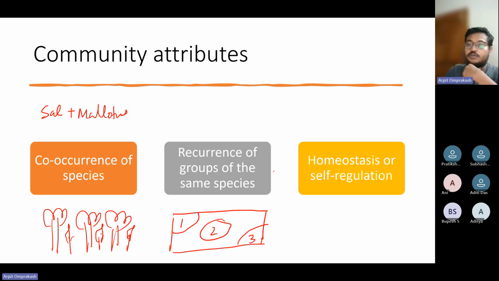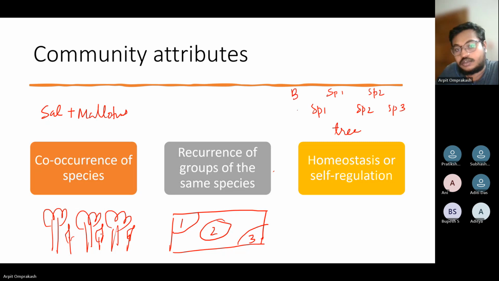And the third attribute is homeostasis or self-regulation. So homeostasis is basically like maintaining everything at the same level, kind of. So let's say, for example, we have a forest where we have a tree, and then we have three species of insects on the tree, and let's say we have two species of birds that feed on these insects. Bird, insect, right?